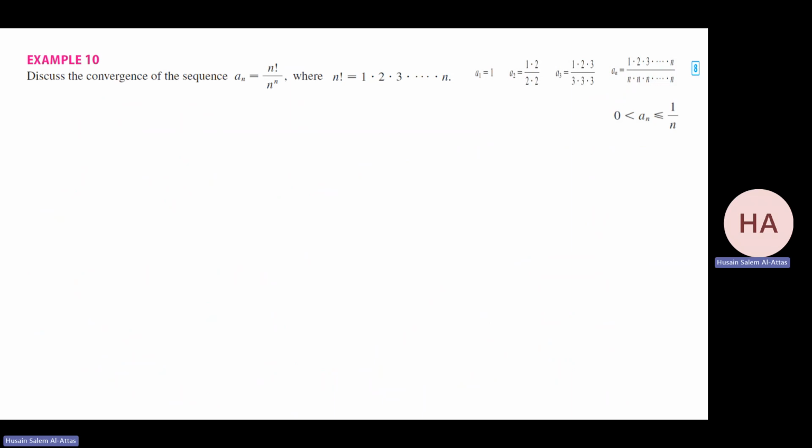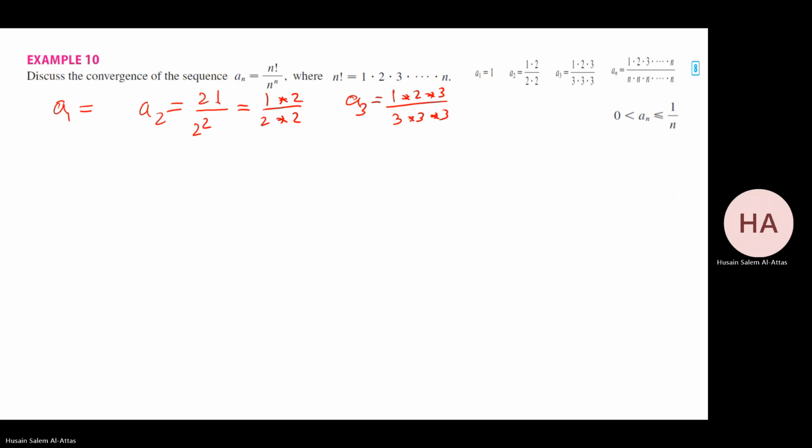Another problem, n factorial over n to the power n. When we have n factorial, you usually need to be careful. Yeah, I need to be careful here. So try to see what's going on with this sequence. I have a1 equal to 1. a2 will be 2 factorial over 2 to the power 2, that will be 1 times 2 over 2 times 2. a3 will be what? 3 factorial, which is 1 times 2 times 3, over 3 cubed, 3 times 3 times 3.